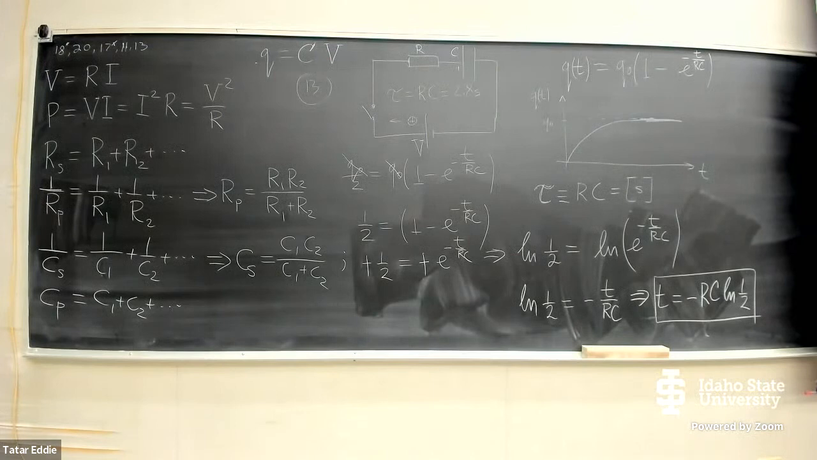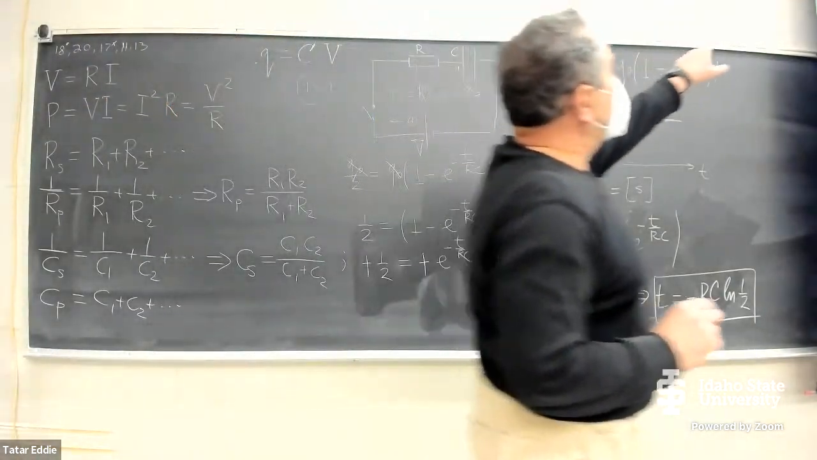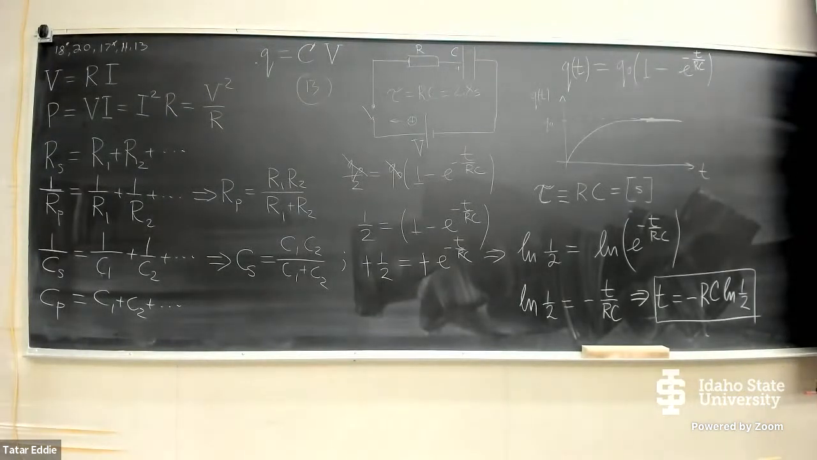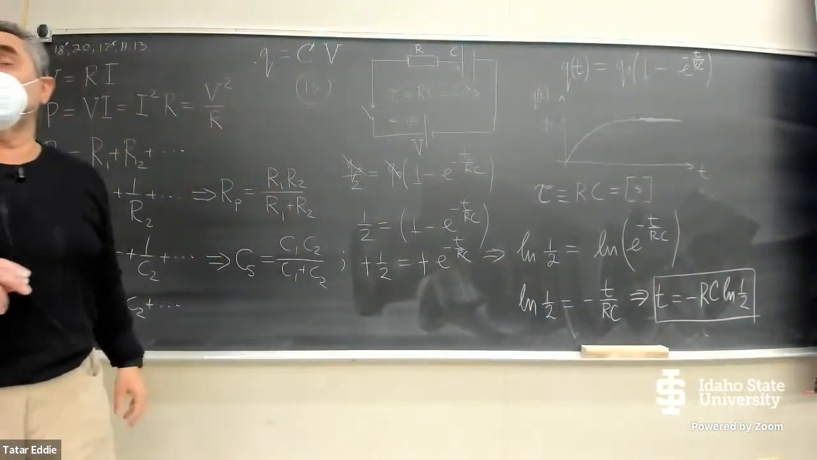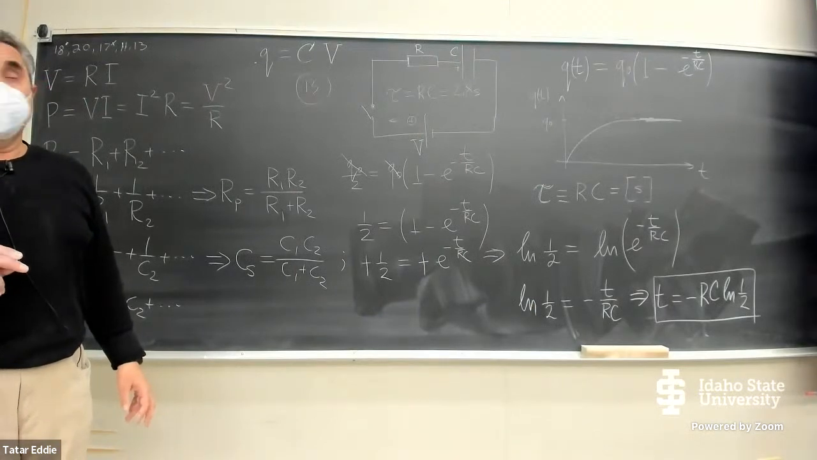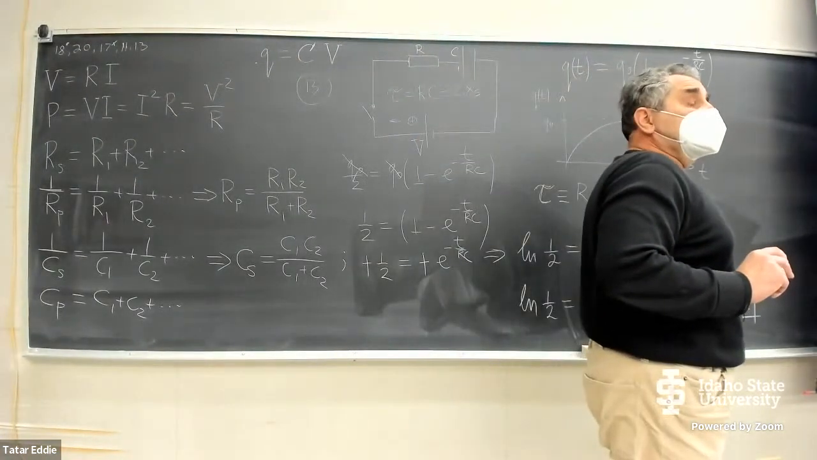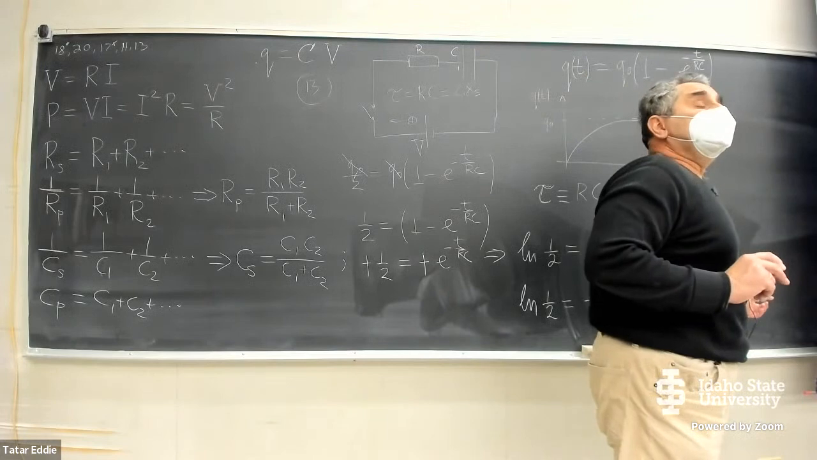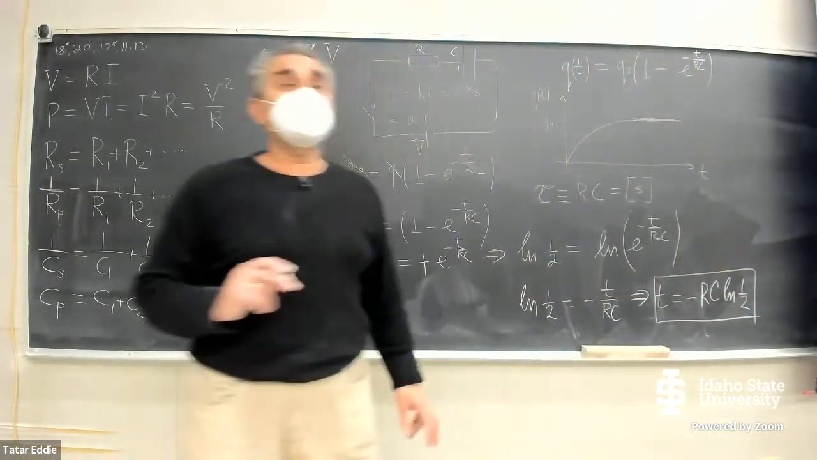Somebody asked why you divided the Q naught by 2 originally. Why did I divide Q naught by 2? Because in the problem they say how much time is required to gain 1/2 of Q naught, 1/2 of the maximum charge. The maximum charge is Q naught, so 1/2 of it is Q naught divided by 2. So now look, you have a negative algebraic sign in the answer, but logarithm of 1/2 is a negative number. So the time is going to be a positive number, as it should be.